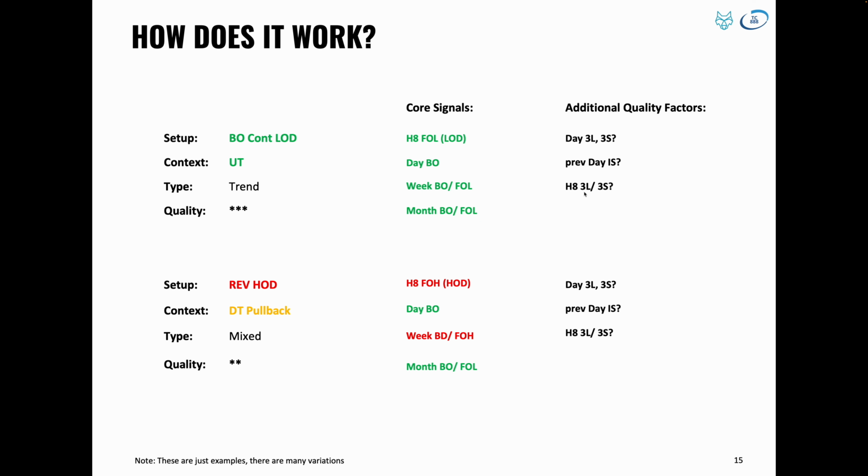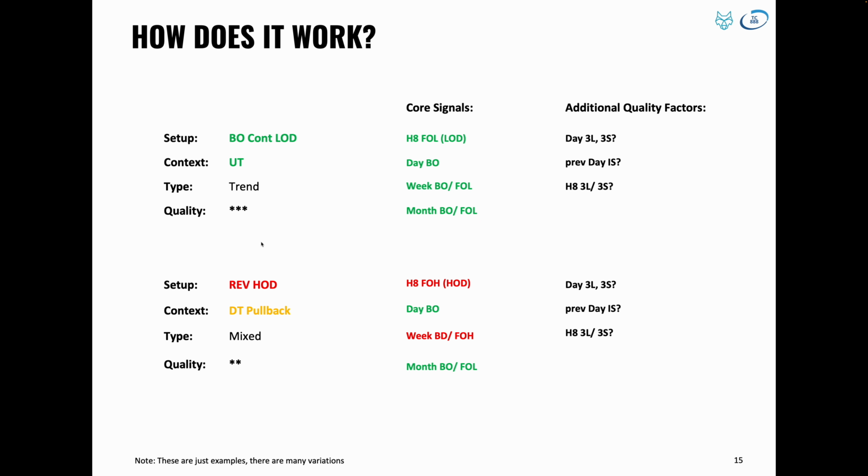But it also looks at the 3 session setup. So the 8 hour, is it in 3 longs or 3 shorts? So if we trade, for example, such a breakout continuation low of day, we don't want to be in an 8 hours 3 longs, for example. Then you get 1 star subtracted. But you might be in an 8 hours 3 short. So if you have a dump and pump setup with 3 8-hour candles trading lower, then you get a quality star on top of it.